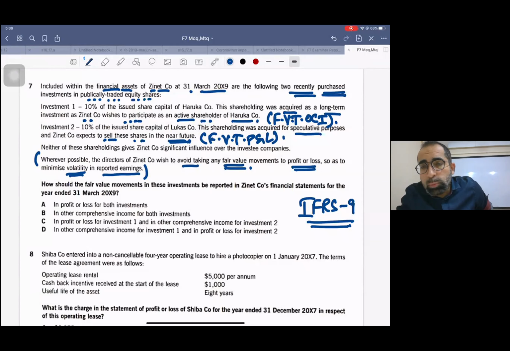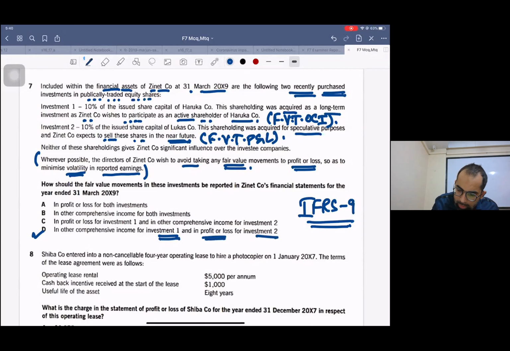So definitely for investment two, they have no option other than fair value through PNL. So the answer is D. For investment one, other comprehensive income; investment two, profit and loss. How should the fair value movements in these investments be reported in Zenit company's financial statements? The correct answer is D, and many students told me this answer before because this is very easy. You can easily pick it up. You got it? If you understood the question, write in the chat box, please.